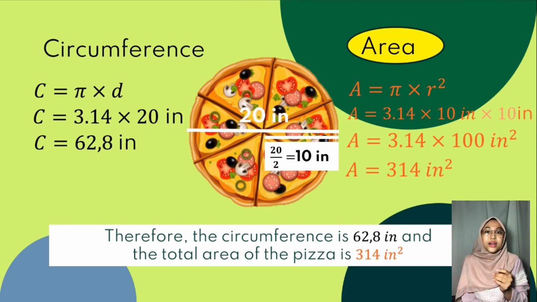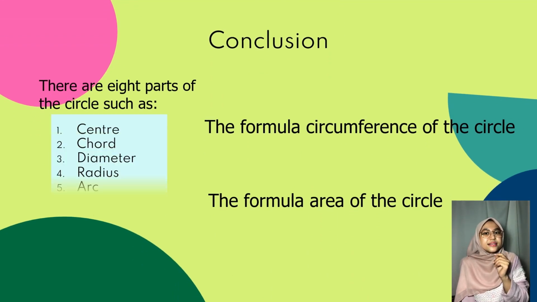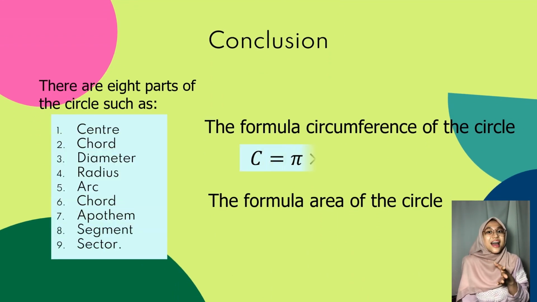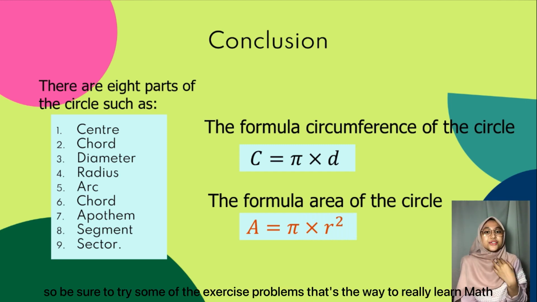Alright, now we know how to find the circumference and the area of any circle. All you need to do is remember the formulas. Circumference equals pi times diameter, and area equals pi times radius squared. It is really important to practice using these formulas for yourself, so be sure to try some of the exercise problems. That is the way to really learn math.